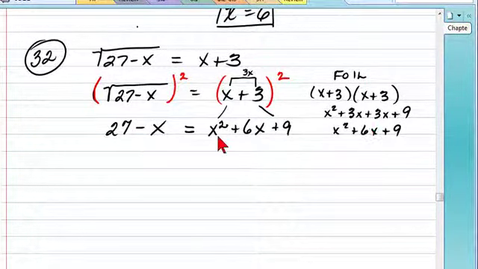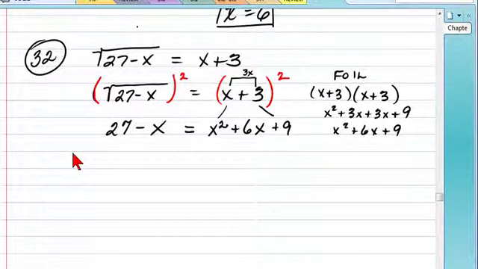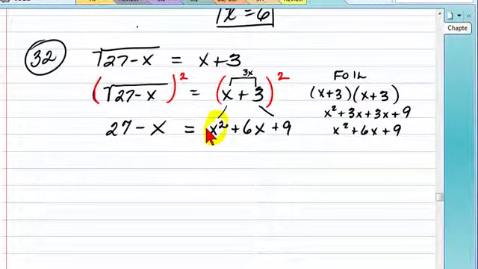What kind of equation have I got now? I have an x squared in it. I have a quadratic equation. That takes us back to the end of chapter 6, okay, where we solved quadratic equations. It's all beginning to run together for me.